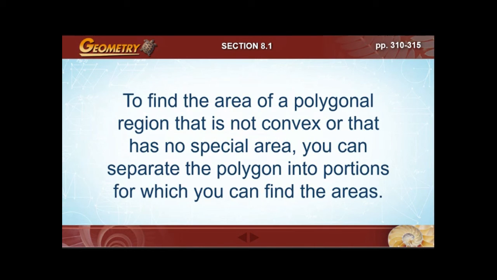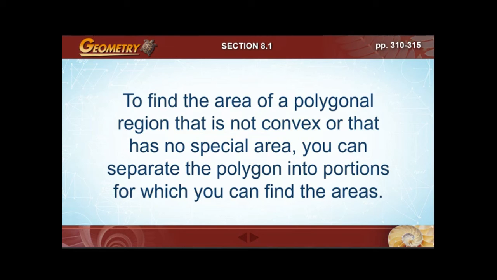To find the area of a polygonal region that is not convex or that has no special area, you can separate the polygon into portions for which you can find the areas. So what this is saying is when it says that has no special area, that means that there's no special way to find the area. Like with a square, you find the area by multiplying the side times the side, or side squared. For a rectangle, you multiply the base times the height.